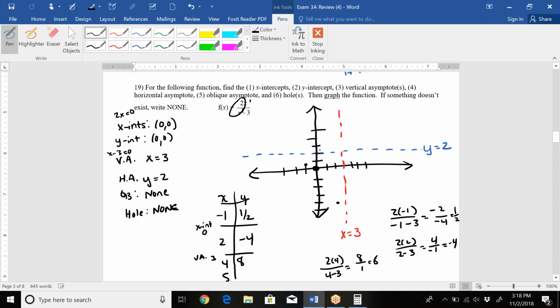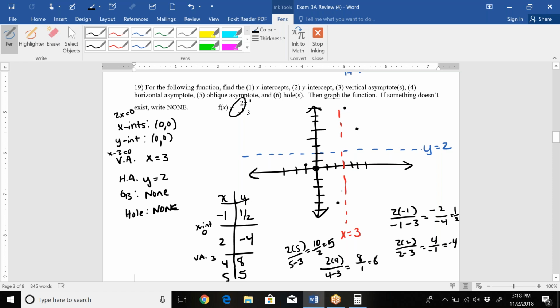So we'll need more marks for that one. 2, 3, 4, 5, 6, 7, 8. And then 2 times 5 over 5 minus 3 would be 10 over 2, which is 5. So 5 up 1, 2, 3, 4, 5. And if you even wanted to go a little further, you could do 6 to see the pattern.